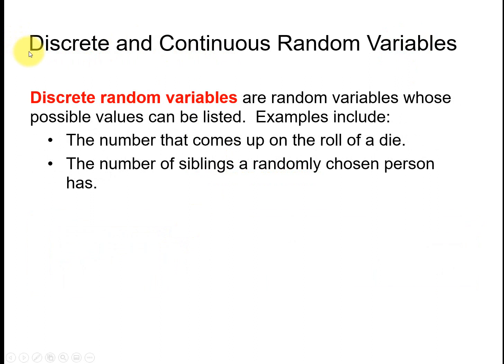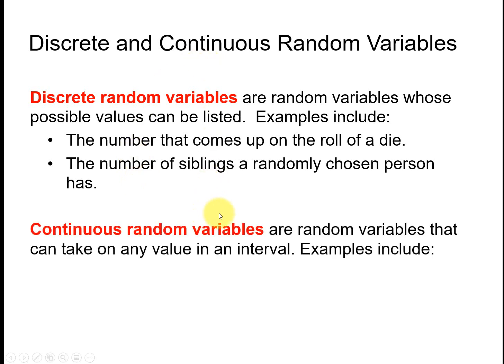So we have two different random variables: discrete and continuous ones. Discrete random variables are random variables whose possible values can be listed. Examples include the number that comes up on the roll of a die and the number of siblings a randomly chosen person has. How I think of whether it's a discrete random variable is that it can be a number or an integer like 0, 1, 2, 3, and not a decimal.